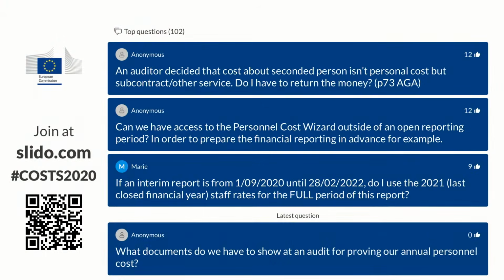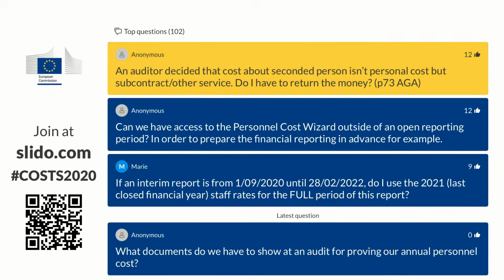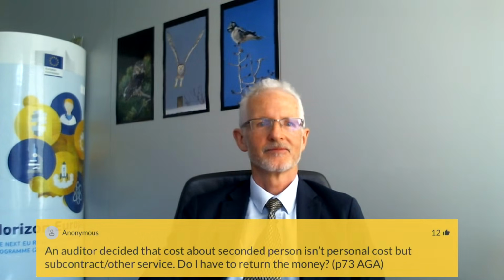Okay. Next one, probably for Sorin. An auditor decided that costs about seconded persons isn't personnel costs, but subcontract other service. Do I have to return the money? Sorin.